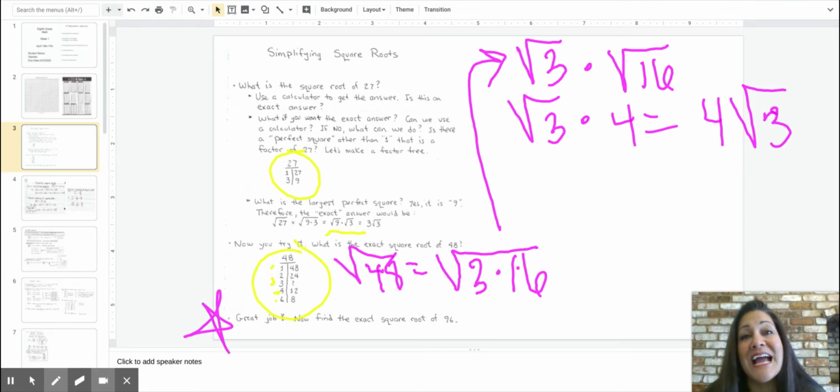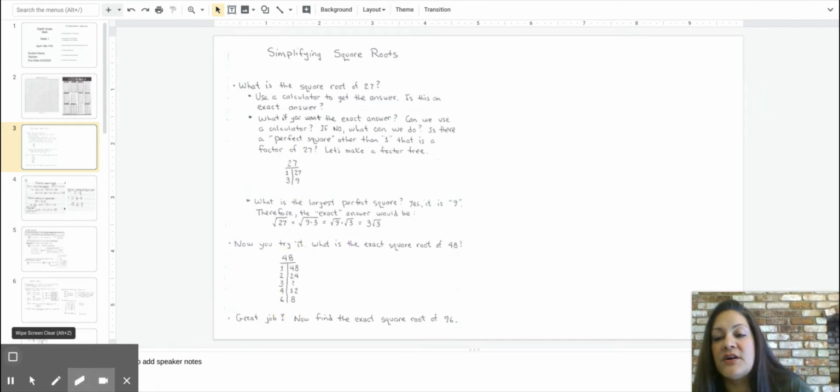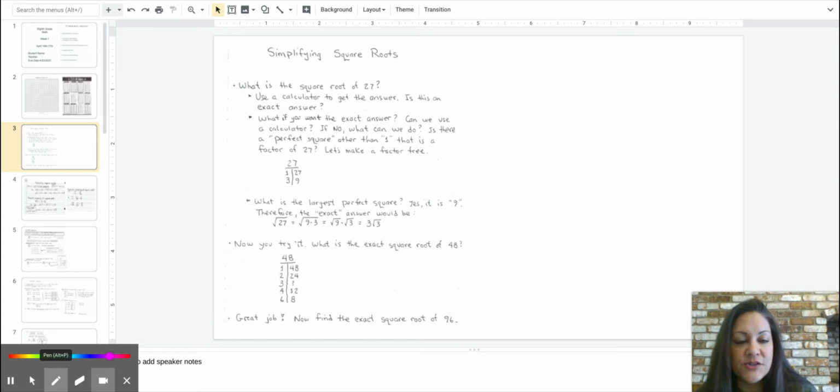Now find the exact square root of 96. So let's clear our screen here. Okay, so our first step is to make our factor tree. And I feel as I lean in to write on my Chromebook, it makes my face real big, but good thing it's a little thumbnail in the corner. So here is my factor tree. I have 96.